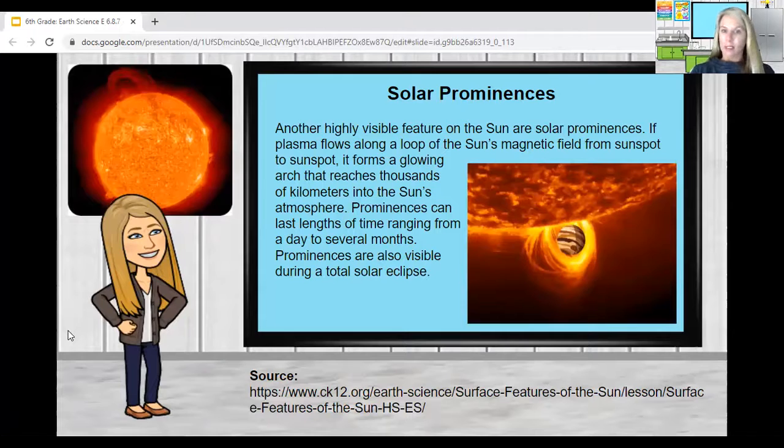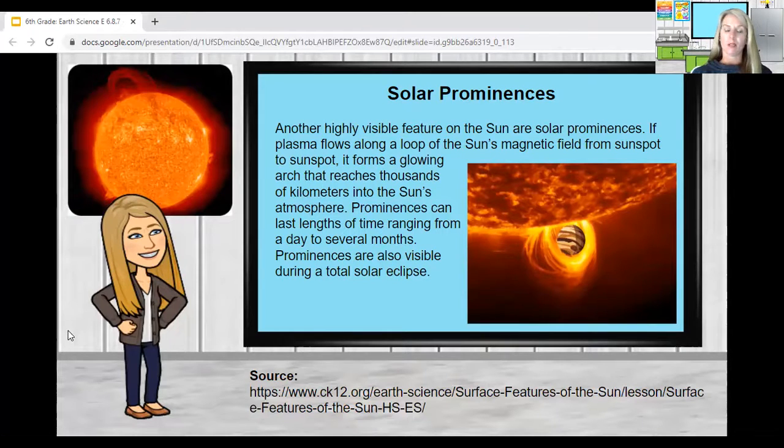Now, these solar prominences are actually what create the sunspots. It's the beginning and the ending of these loops. A solar prominence is another highly visible feature on the sun. If plasma flows along the top of the sun's magnetic field from sunspot to sunspot, it forms a glowing arch that reaches thousands of kilometers into the sun's atmosphere. Prominences can last lengths of time ranging from a day to several months. Prominences are also visible during a total solar eclipse.